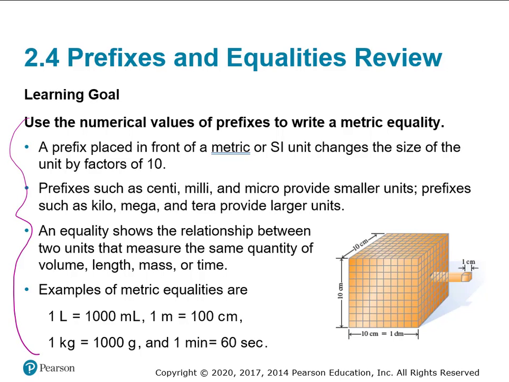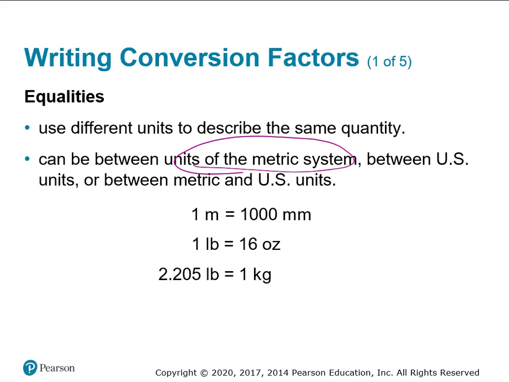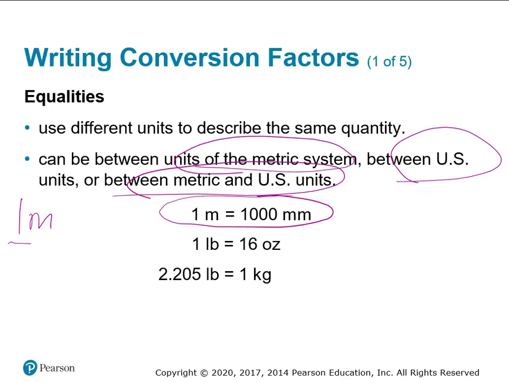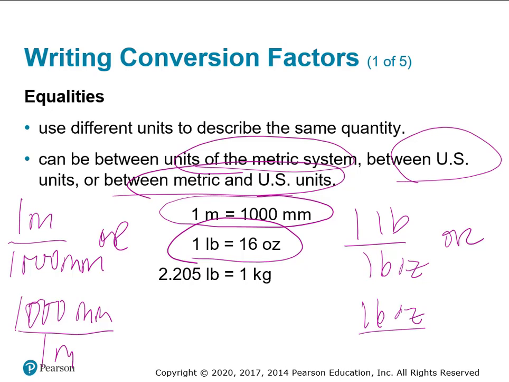Go through these learning goals and make sure that you feel comfortable with them. I gave you a taste of section 5 a little bit earlier when it comes to writing conversion factors for 2 units that describe the same quantity. This can be between units of the metric system, between US units, or between metric and US. All that means is when we know a quantity, 1 meter is equal to 1,000 millimeters, we can also write that as that there's 1,000 millimeters per 1 meter. Or we can say that for every 1 pound, there's 16 ounces. Or we can say that there's 16 ounces per pound.